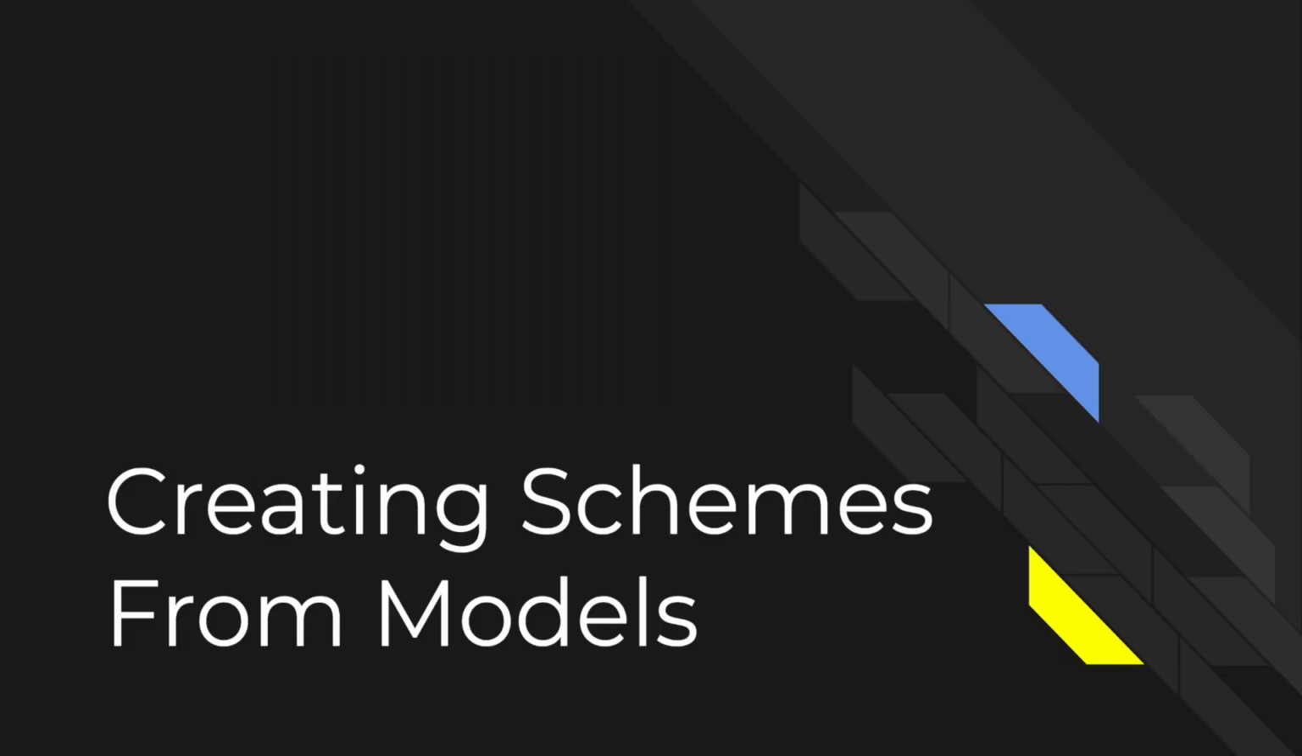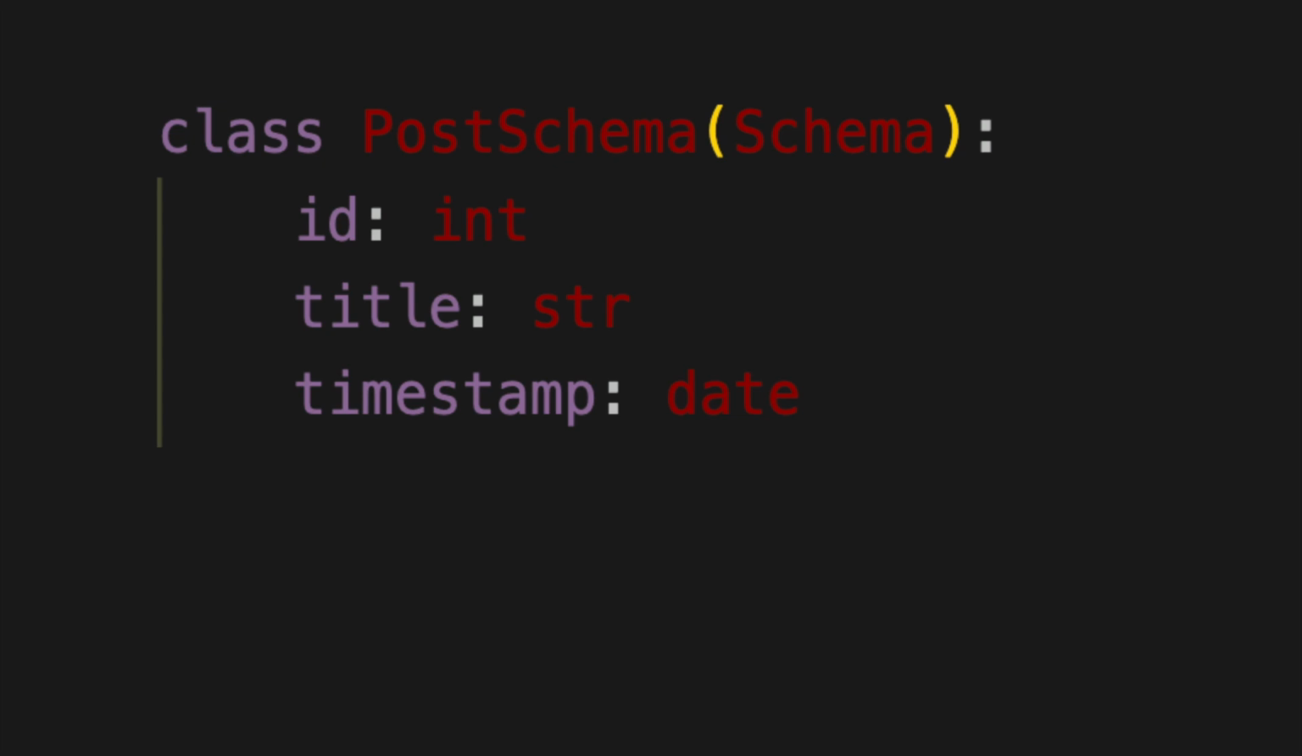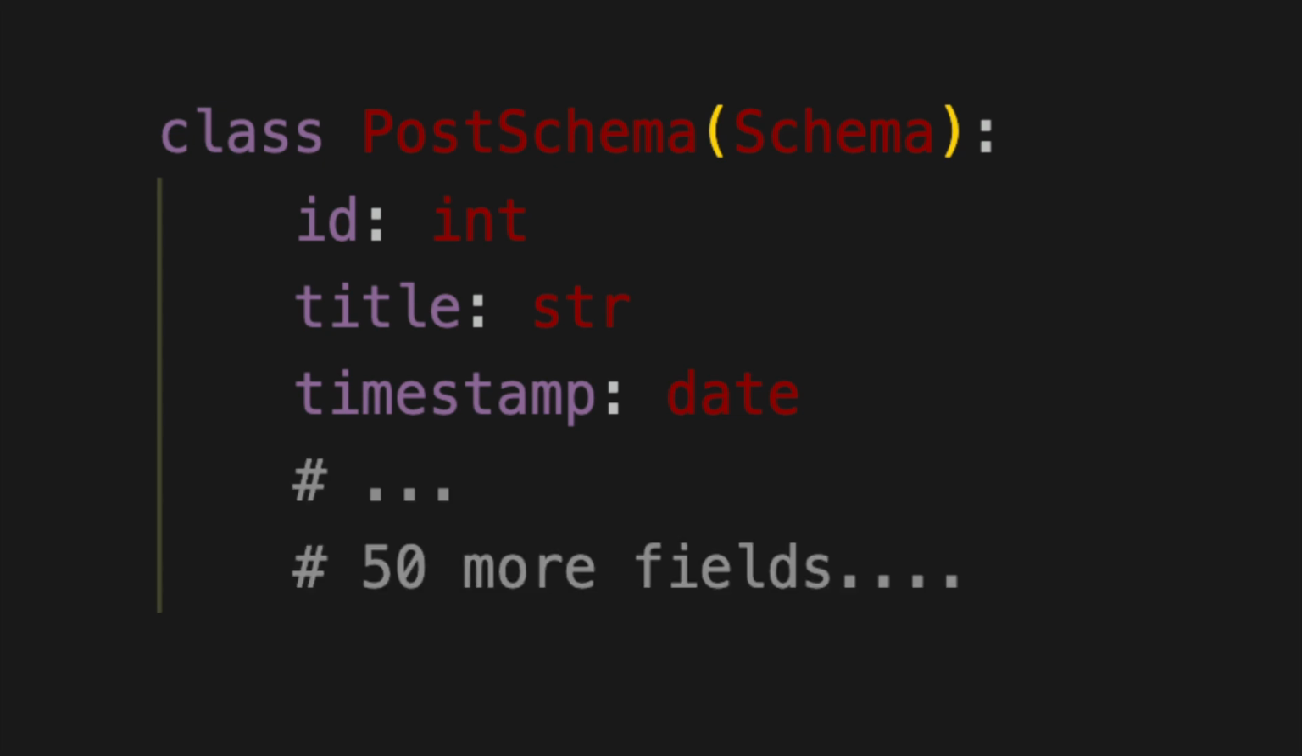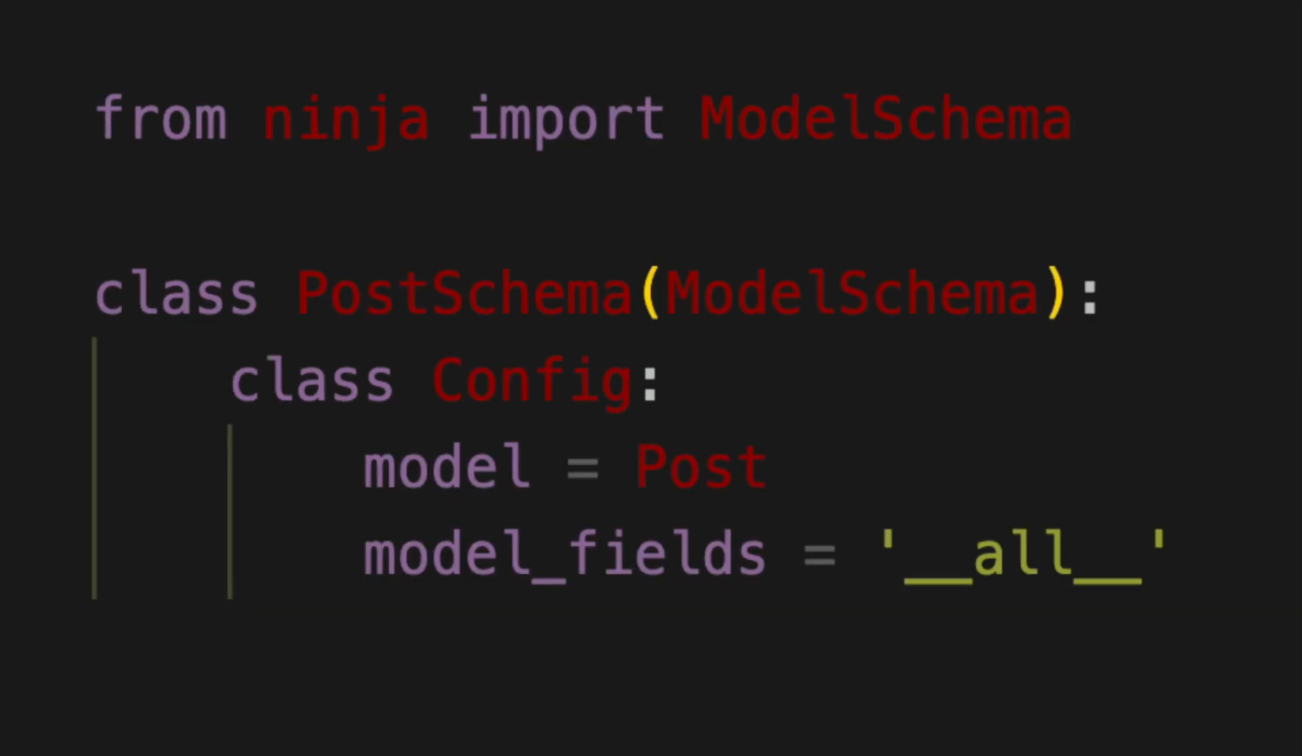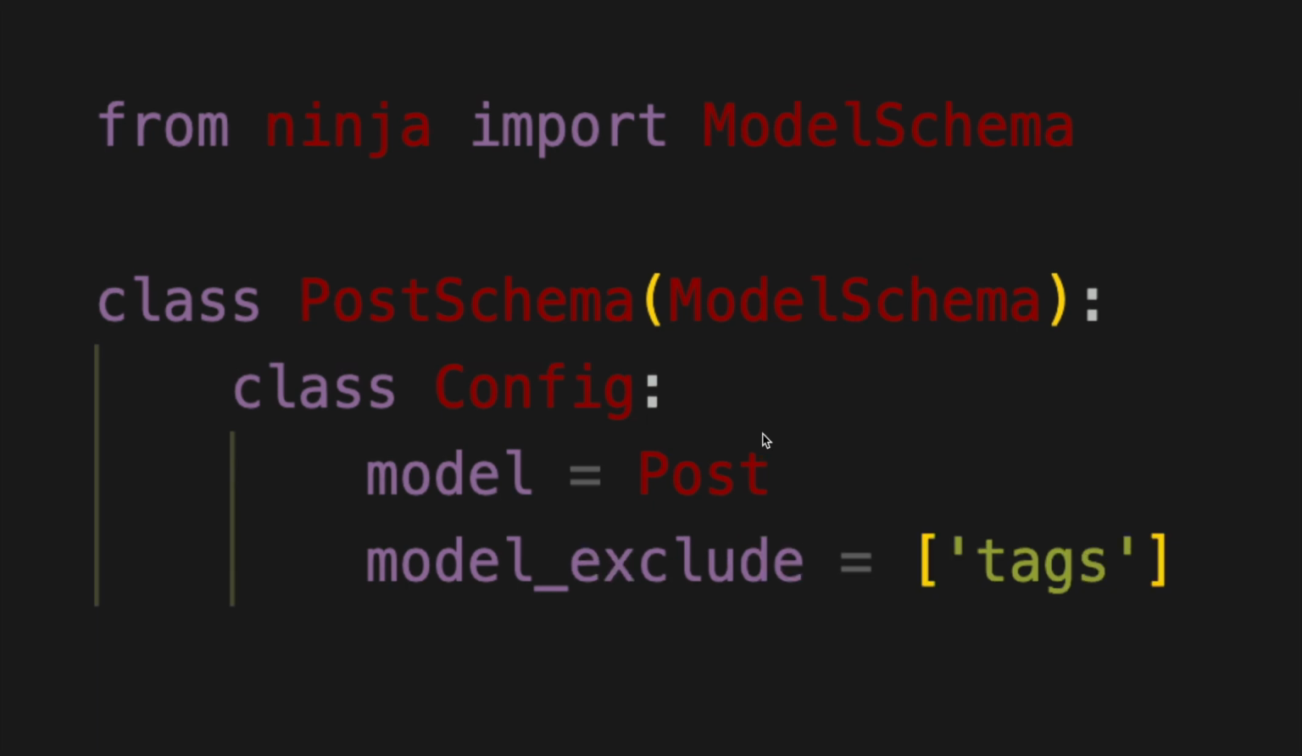Next is schemas and models. Creating schemas for models is nice and intuitive, right? But what if you have tens of fields in a model and these fields are constantly changing during development? Well, we have a special schema called ModelSchema. With ModelSchema, you can just configure the model and the fields that you need to sync to that schema. Basically, it's the same as Django model forms. And now whenever you change any fields in your model, those changes will be automatically applied to the corresponding schema.